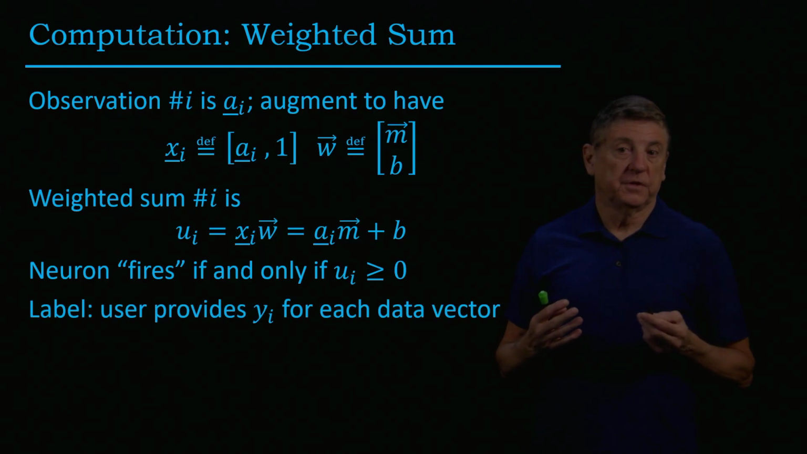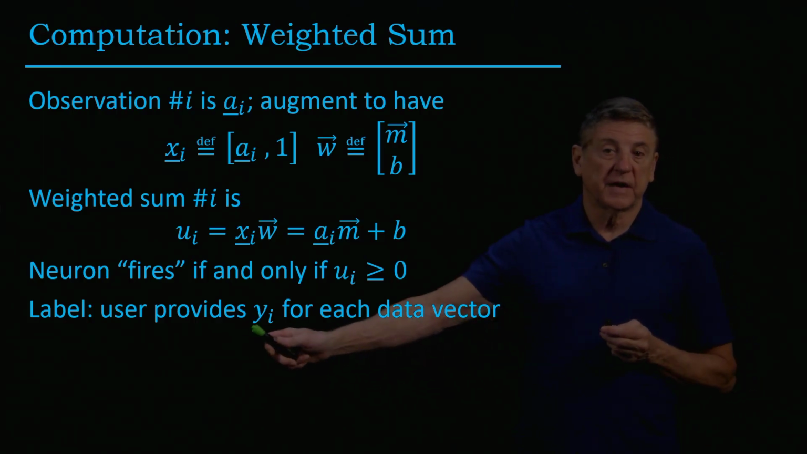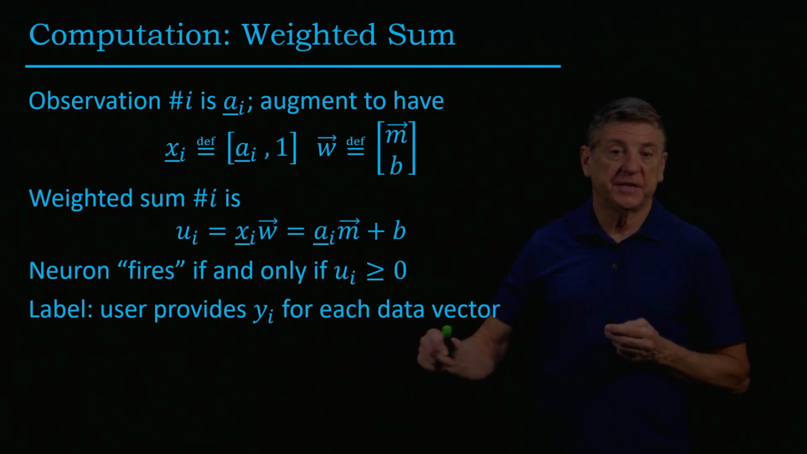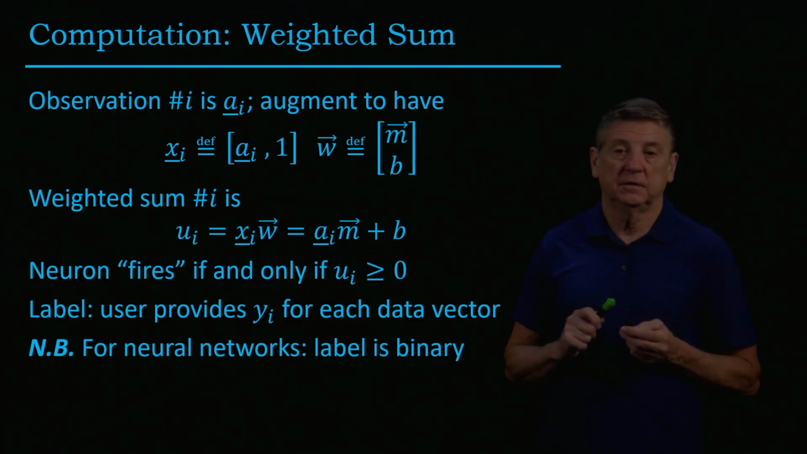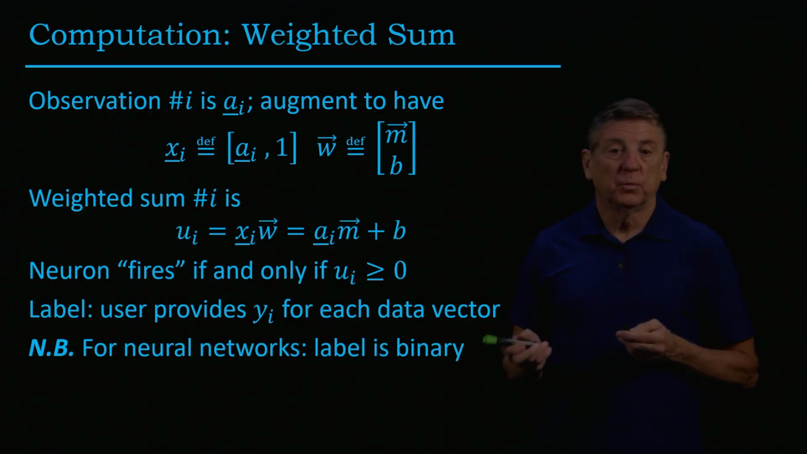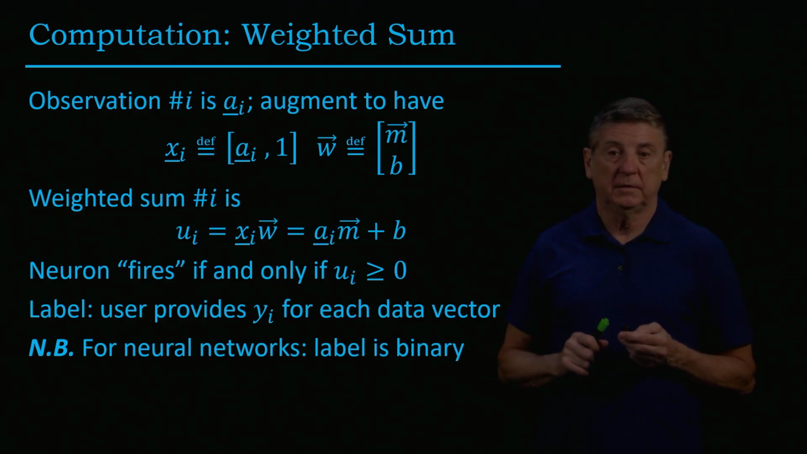Let's also observe that there are labels along with the data, and the user has to provide a label for each data vector or observation. The terminology varies in neural networks, and we have to remember that this label is binary. It's either 0 or 1.